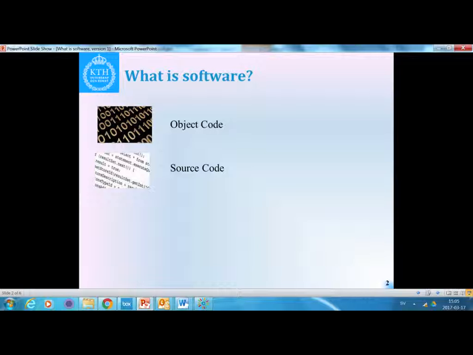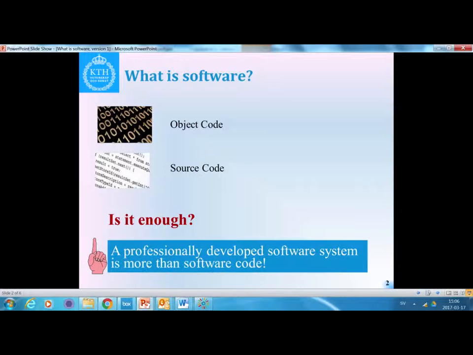So what's so specific about the question? Well, the question is: is it enough to define software as just object code or source code? Maybe if we are amateurs in writing some small programs, this could be enough. But in a professionally developed software system, it is not enough just to talk about code.